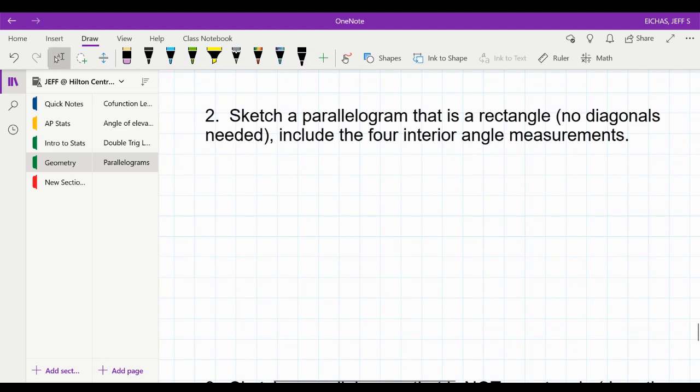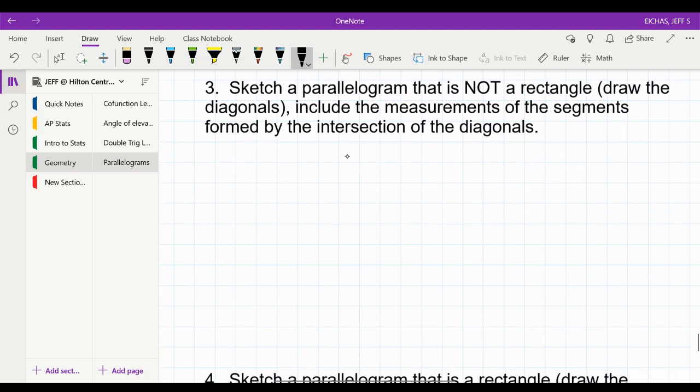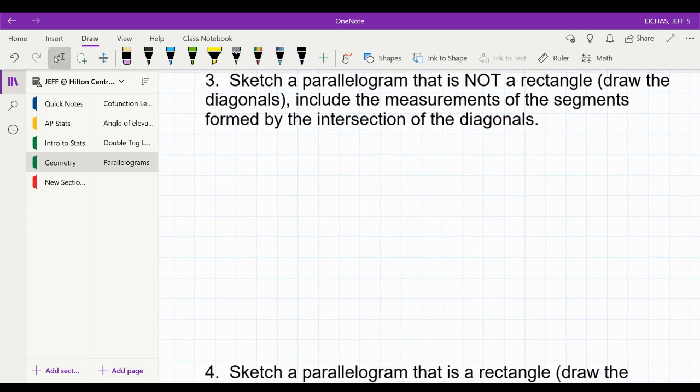All right. So this is the second situation. We want the parallelogram that is a rectangle, so just throw a 90 in there. Okay, so 4 right angles. That's all they require. And that's going to work for number 2. Sketch a parallelogram that's not a rectangle.